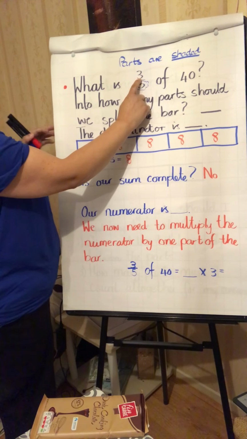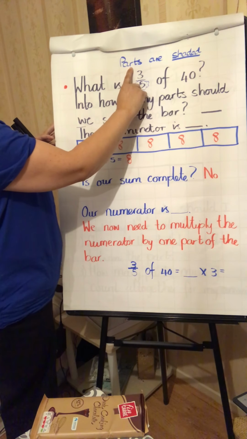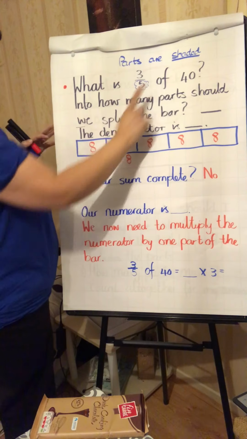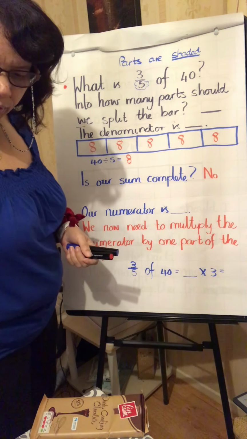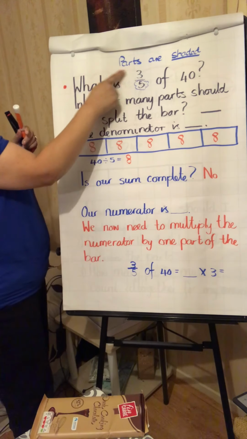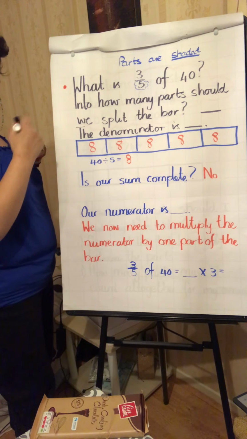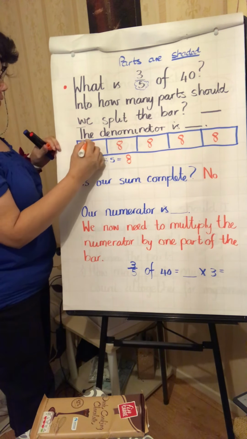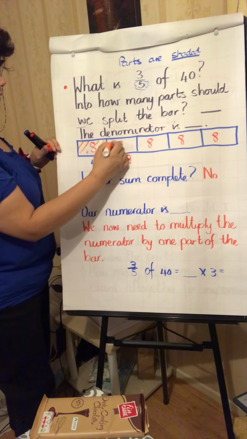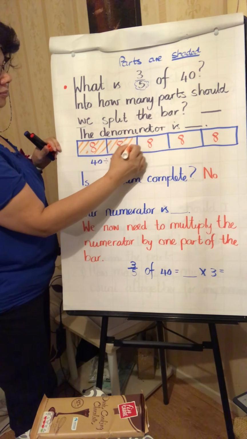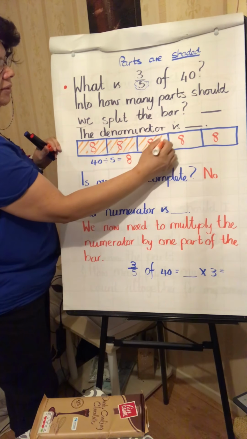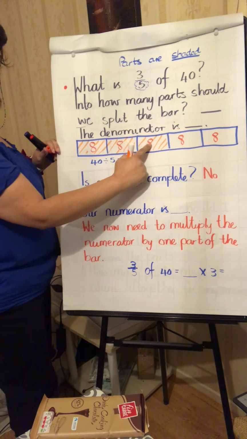A numerator tells us how many equal parts are shaded. So we need to shade our equal parts. How many parts? That's right, 3 equal parts. I'm going to color in or shade in 1, 2, and 3. 1, 2, 3 parts.